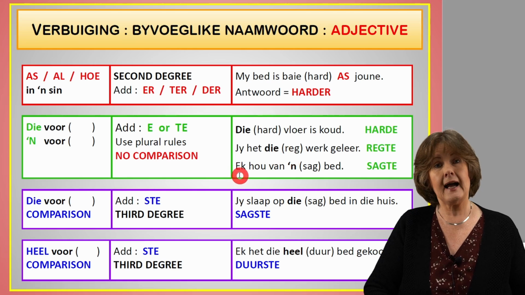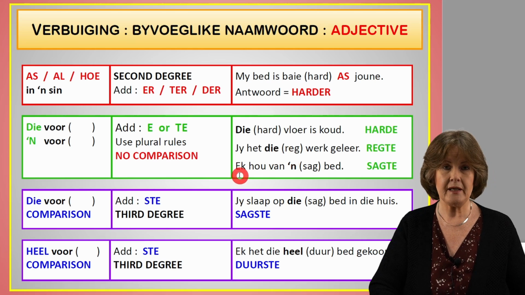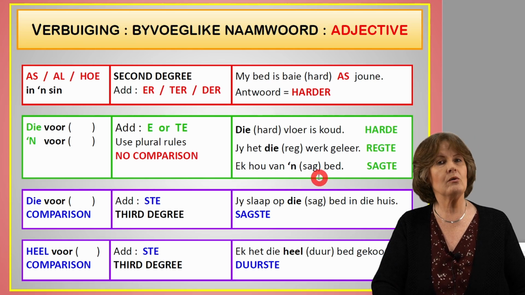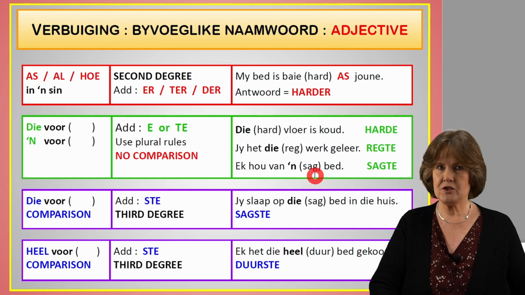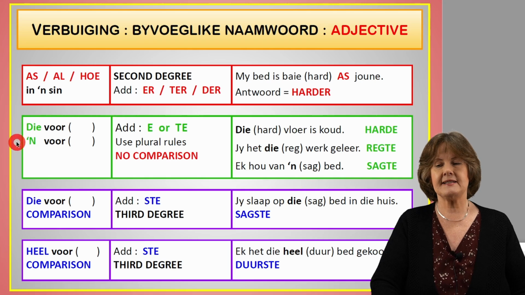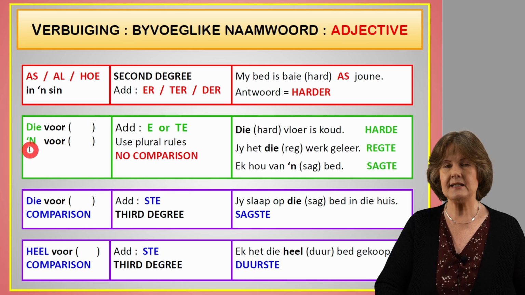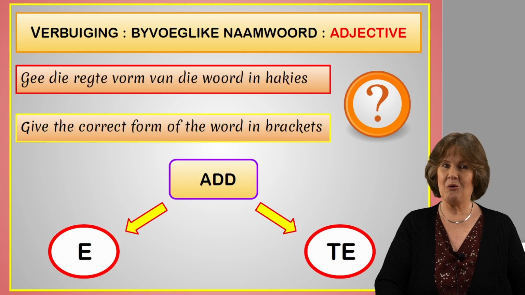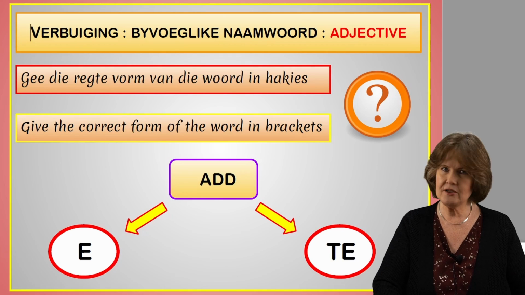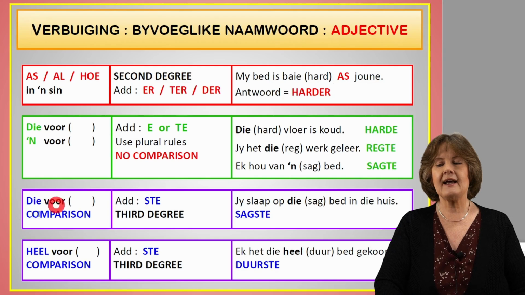If I say that I like a soft bed, I'm not comparing my bed to yours or to any other bed. Then you add an E or a TE. And in this case, you can see the T sounds much better. So you need to understand when there's a "die" or a "'n" in front of a bracket and there's no comparison in your sentence, you just add, as I said, an E or a TE. And if you don't know what to do, whatsoever, then you also add an E or a TE. Let's look at the purple parts.